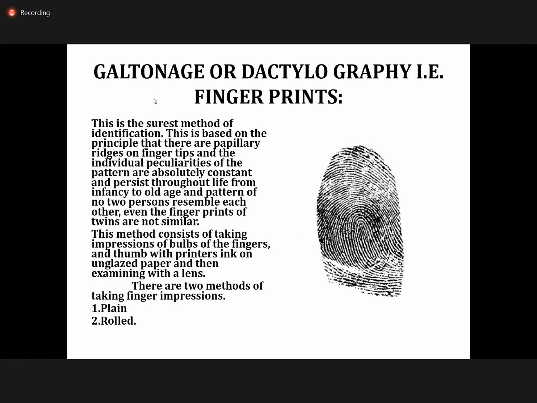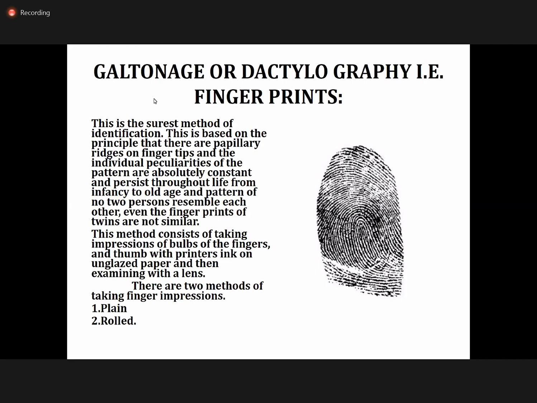Then comes the Galton system, or dactylography, fingerprints. This is also an important part of identification, to determine the individual, whether living or dead. This is obviously the surest method of identification, based on the principle that papillary ridges on the balls of the fingertips form individual peculiarities of pattern that are absolutely constant and persist throughout life, from infancy to old age.